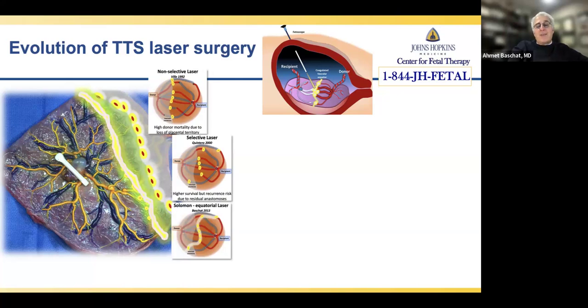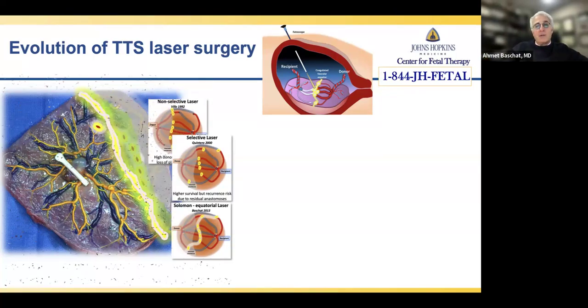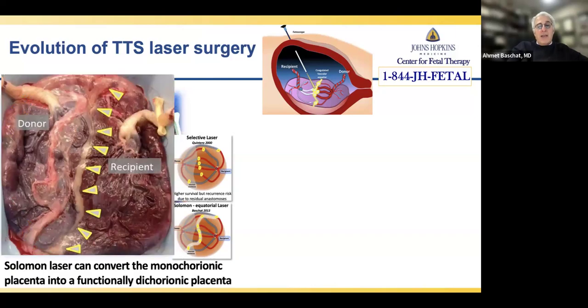And in 2013, we described the Solomon laser technique, which basically orients itself along the equator, but also coagulates the vascular equator and thereby closes very small hairline vessels that may not be relevant, but that can open up later on and cause recurrent disease. And so the Solomon laser can convert the monochorionic placenta into one that functionally is like a dichorionic placenta. And that's ultimately the goal of the laser surgery.